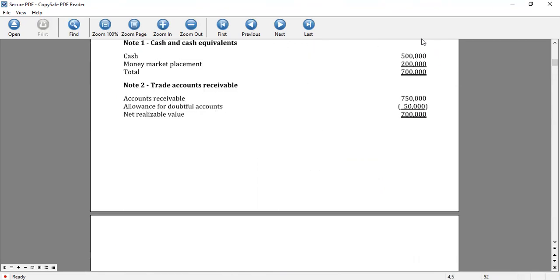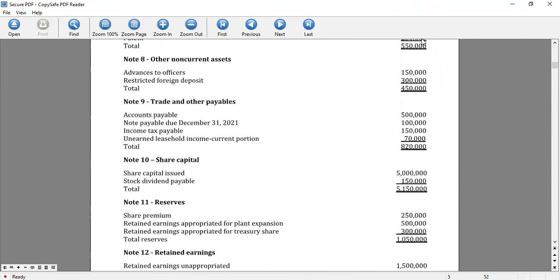For the reserves, we have note number 11, share premium 250,000. And then we have retained earnings appropriations. For plant expansion, given is 500,000, and for treasury share equals 300,000. Now, where do we get the amount of treasury shares of 300,000?